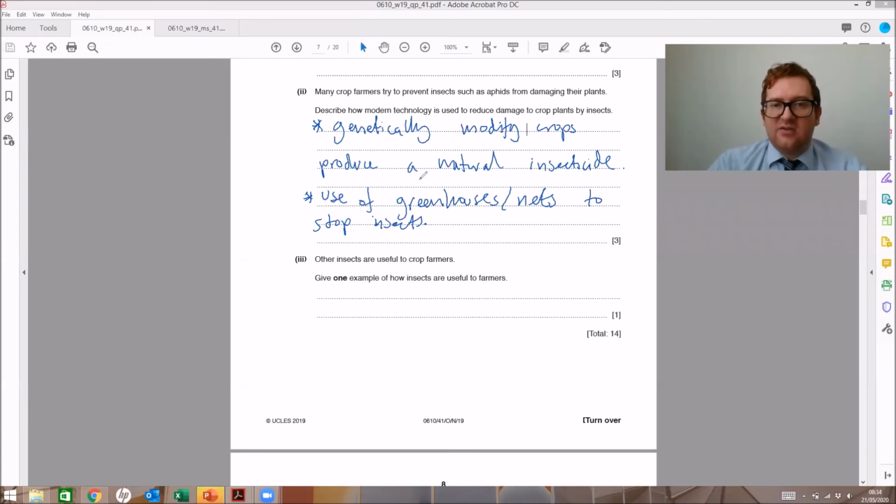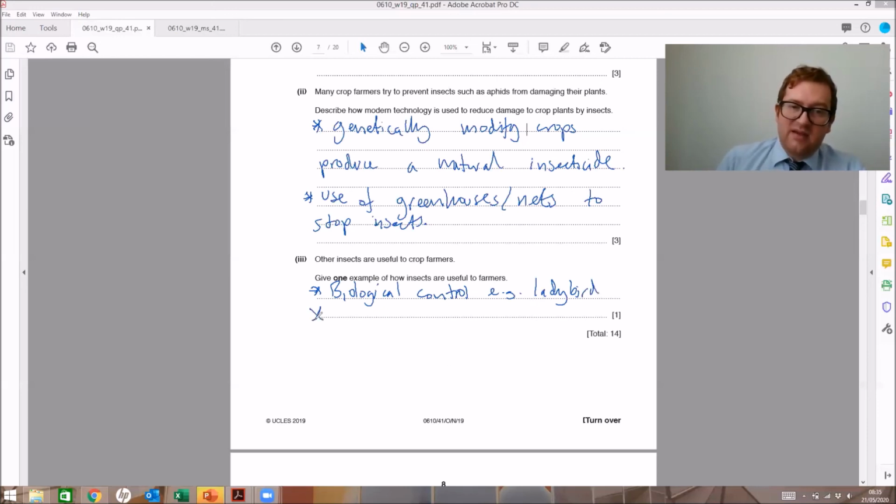Question 3i. Other insects are useful to crop farmers. Give one example of how insects can be useful to farmers. So there's 2 things here. You could say what we mentioned in the first one, the idea of a biological control. Something like a ladybird could be used as a natural or biological control to consume aphids. So you could say here, you could use as a biological control to eat pests. You could also mention an example, e.g. a ladybird. Again, that's specific for aphids.